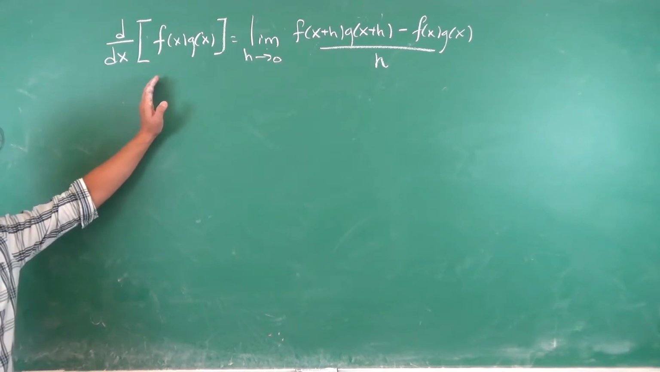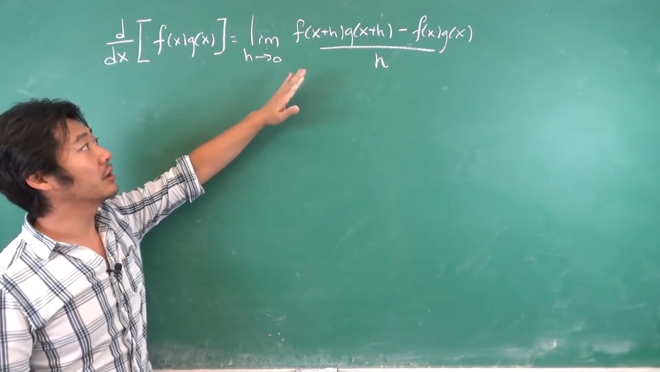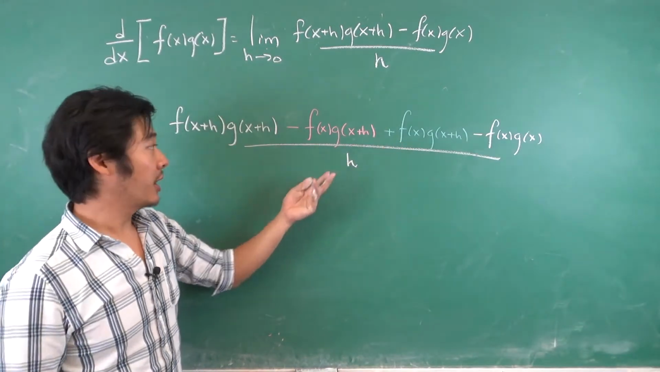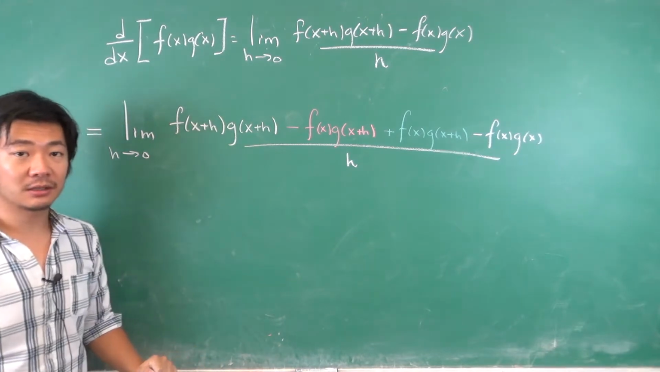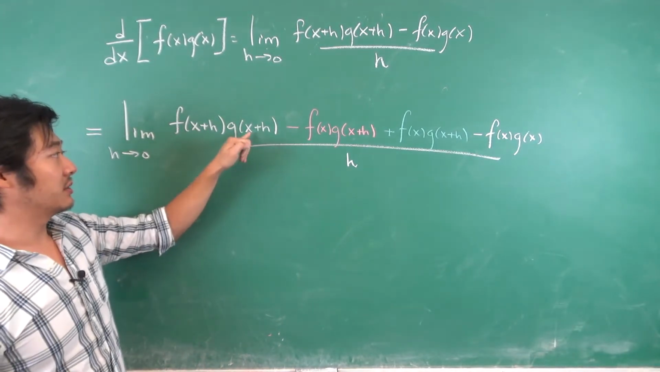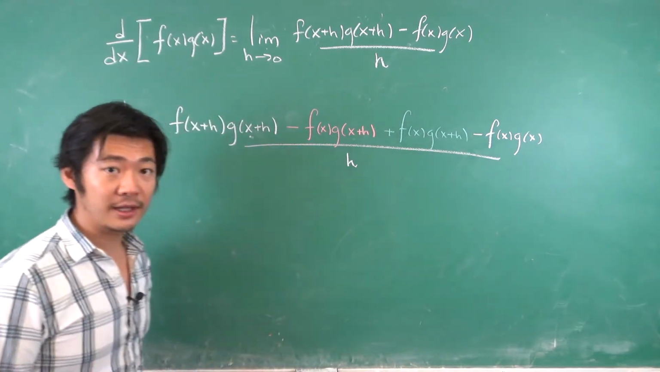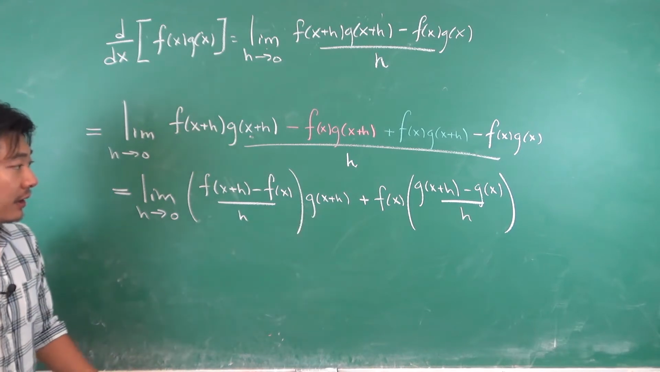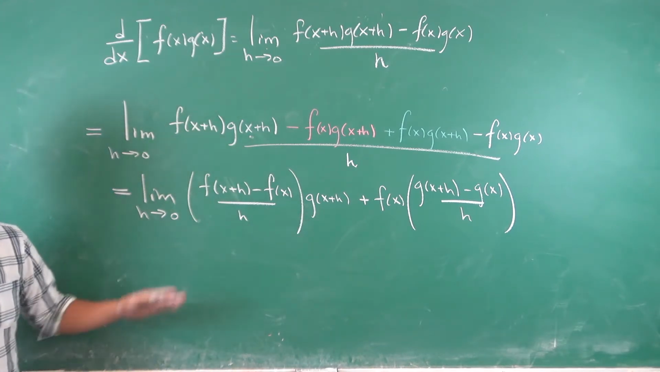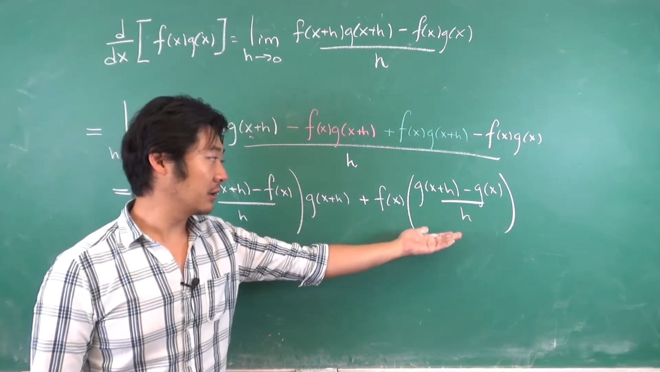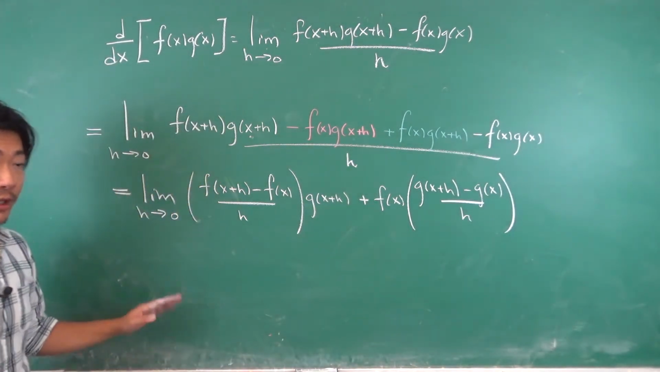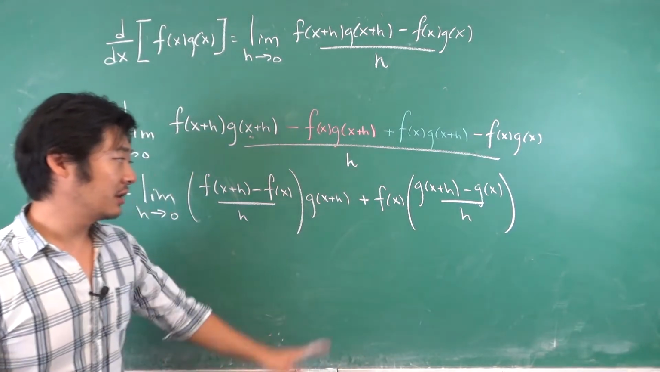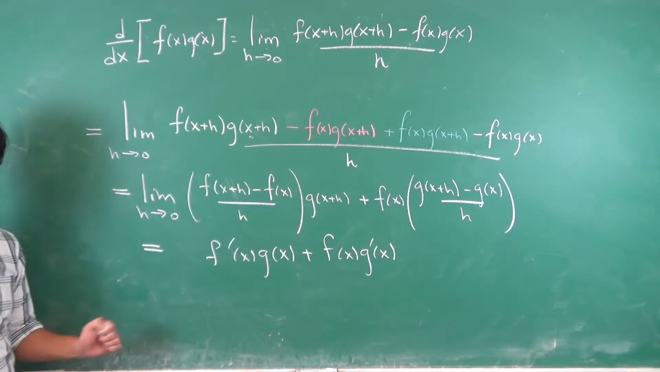By the definition of the derivative, it's the limit as h goes to 0 of this difference quotient. Now we introduce two terms. We add and subtract the term f of x times g of x plus h. Then we can group together in terms of g of x plus h and f of x so that we get something like this. But notice that the term in front of g of x plus h is the difference quotient, and likewise here we have the difference quotient for g. So when we take the limit as h goes to 0, this will go to f prime, and this will go to g prime. This will just go to g of x. And this proves the product rule.